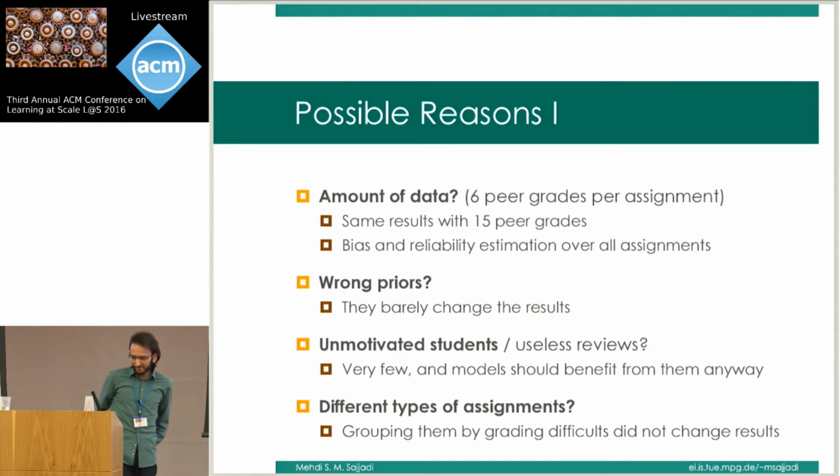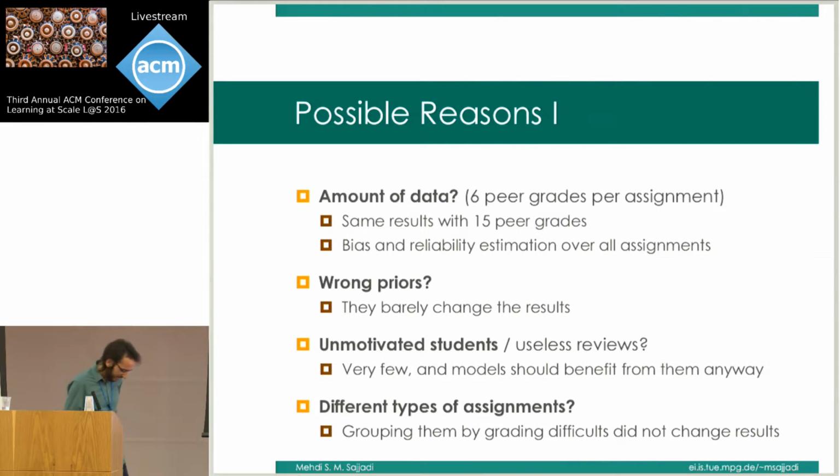The next thing, maybe we have too many unmotivated students, so the peer grades are just bad. If you have random grades in the worst case, then any model couldn't really improve over the mean. We looked into the data again, and we saw that we only had a very low number of students who really reported random scores. And when you have only a small number of those, the models should be able to give them low reliabilities and a lower weight for the final score. And actually, the models should improve from them.